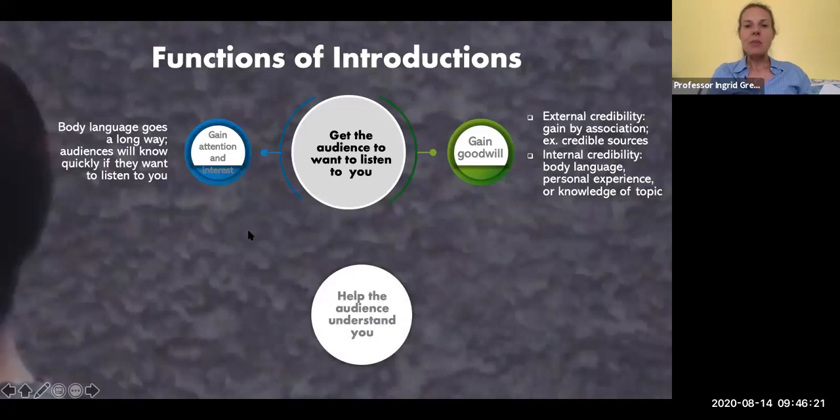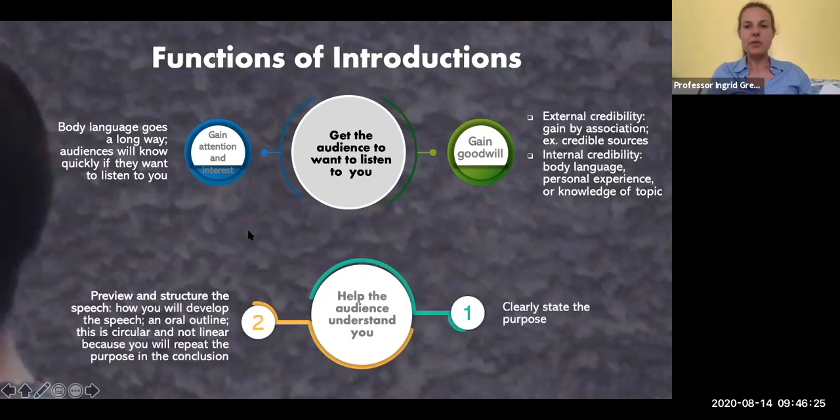And now we want to help the audience understand you, right? We want to first clearly state the purpose, which we've spoken about in our chapter about creating our purpose statement and then our thesis statement. So you really want to tell the audience clearly what it is that you're going to be speaking about. And then here, preview the structure of the speech. So how you will develop the speech, an oral outline. This is circular and not linear because you will repeat the purpose in the conclusion.